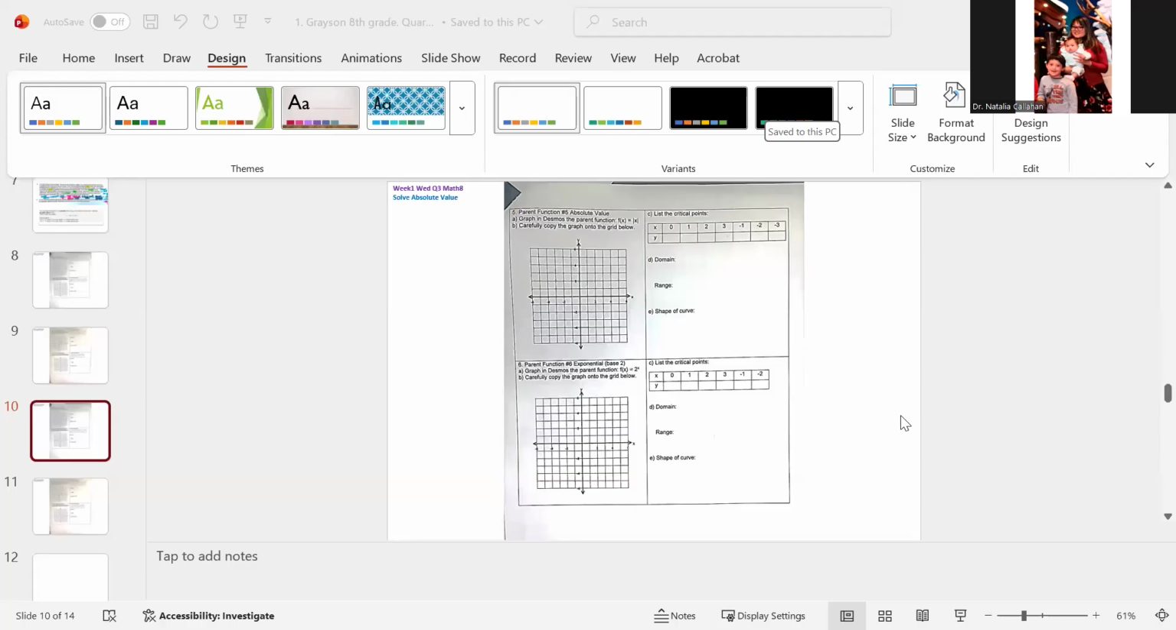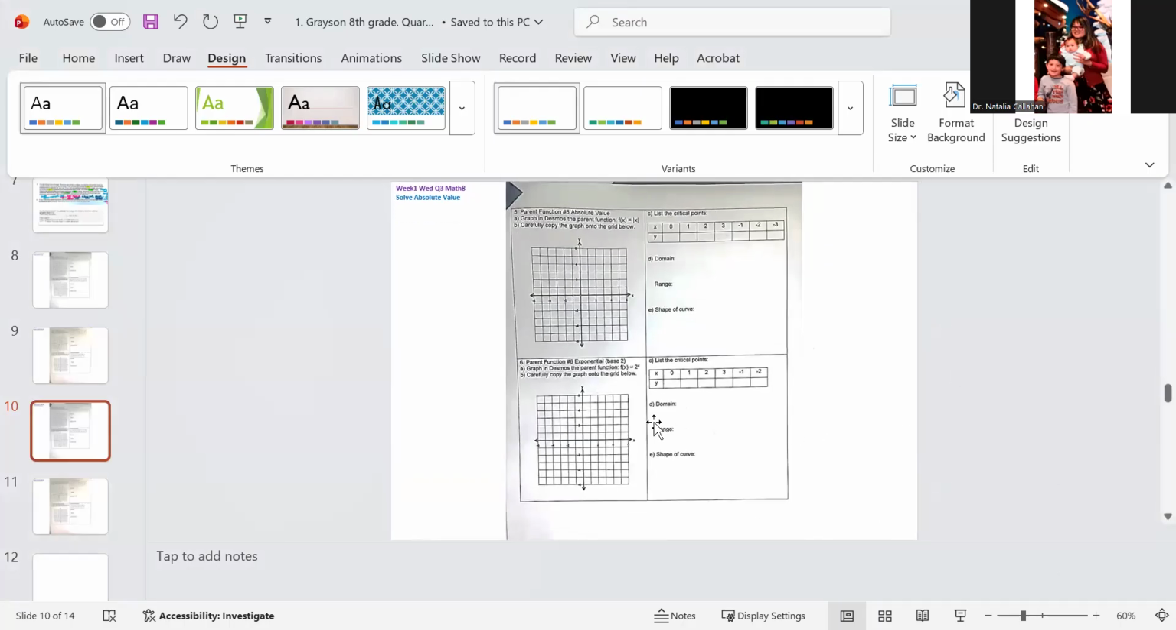Okay, so this is week one, Wednesday, quarter three. Solving, actually, this one's not solving, this is graphing, right? Graphing. Absolute values, right?